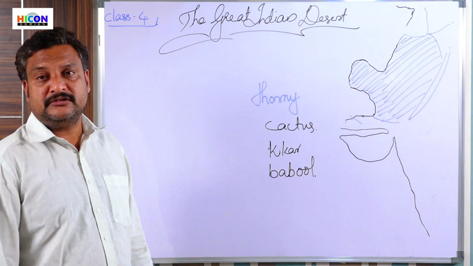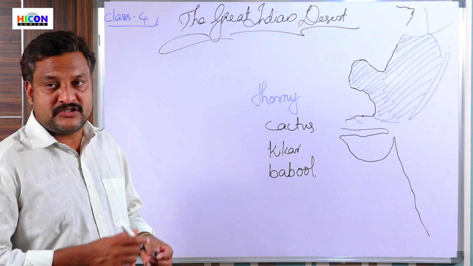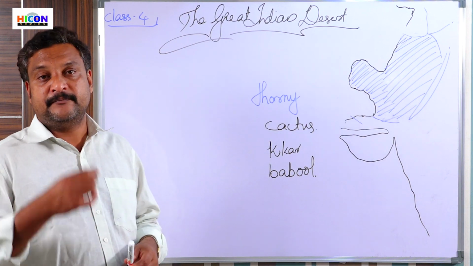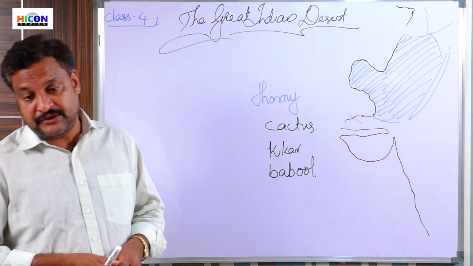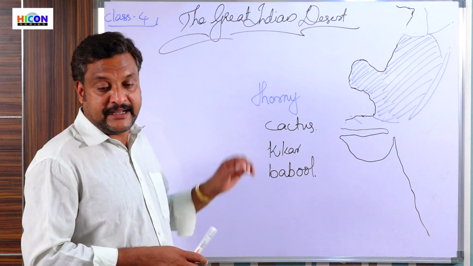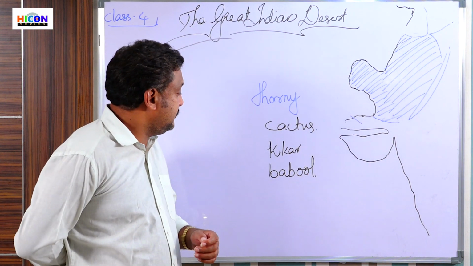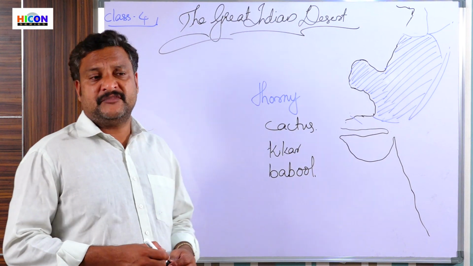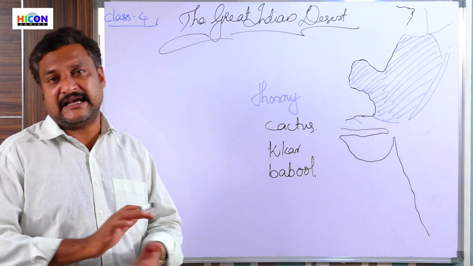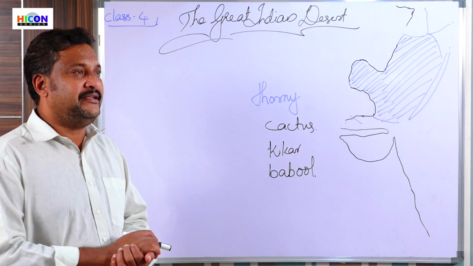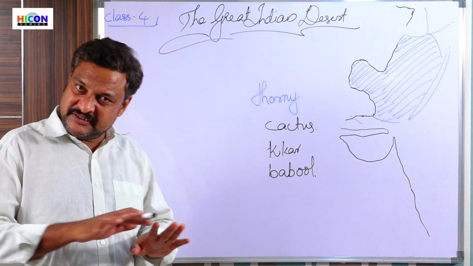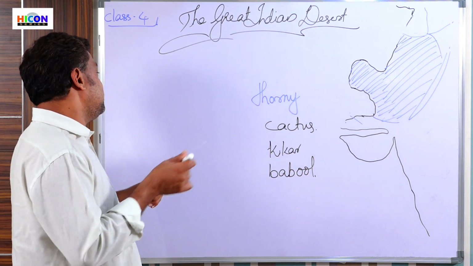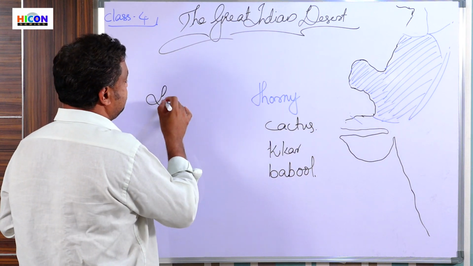So most often the common kinds of plants or trees that we can find in the Indian desert region are thorny plants like cactus, then kikar and babool. We have already seen the desert is covered with sand. Okay, desert is a dry land. It's covered with the sand, and sometimes there will be sand dunes.